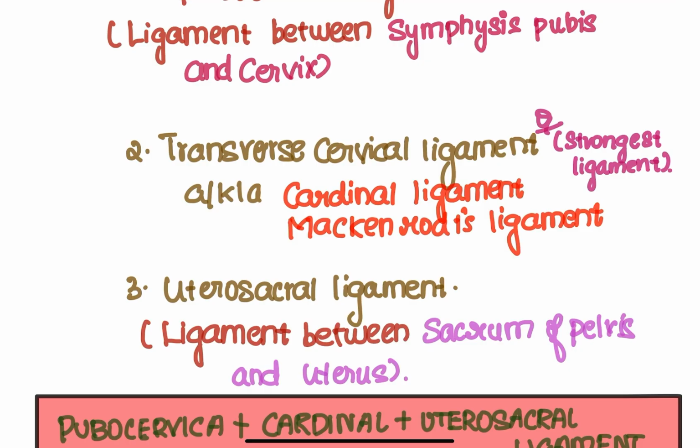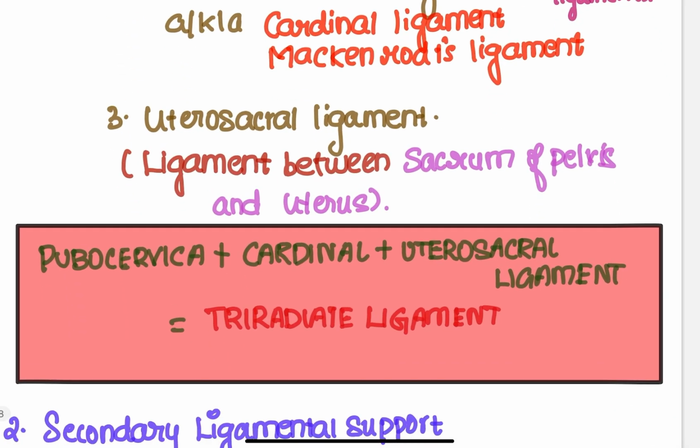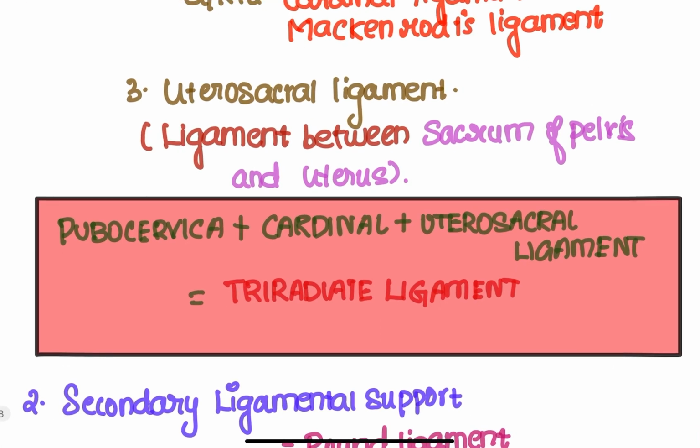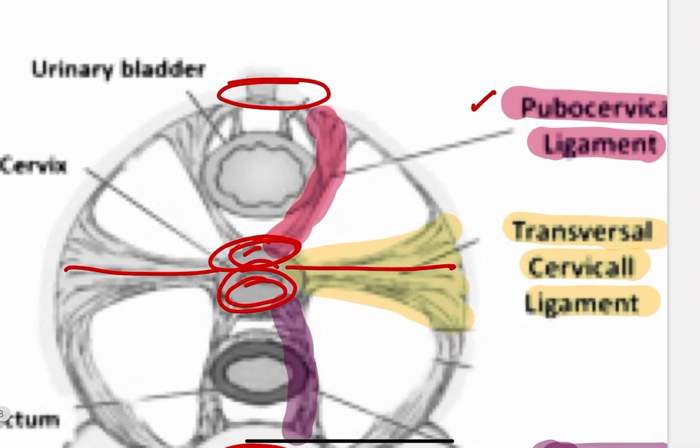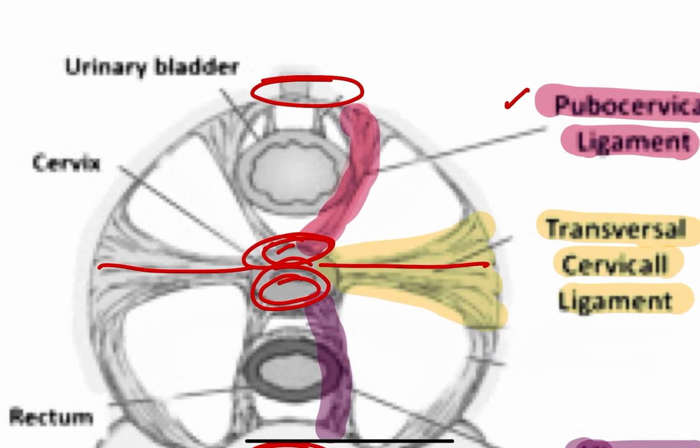So it is also called the cardinal ligament, and it is also known as Mackenrodt's ligament, because it is the strongest ligament out of these three supporting the uterus. Clear? Yes. So now, combining these three ligaments, we give a term. The pubocervical ligament, the cardinal or transverse cervical ligament, and the uterosacral ligament are called the triradiate ligament. It is radiating in nature.